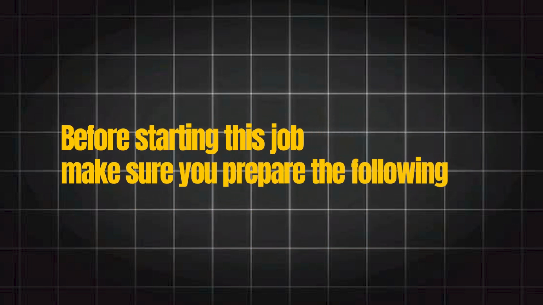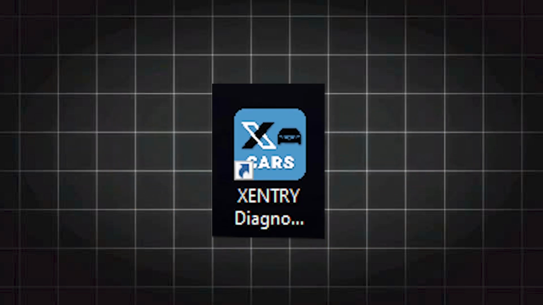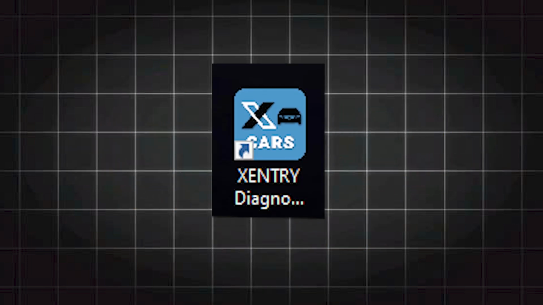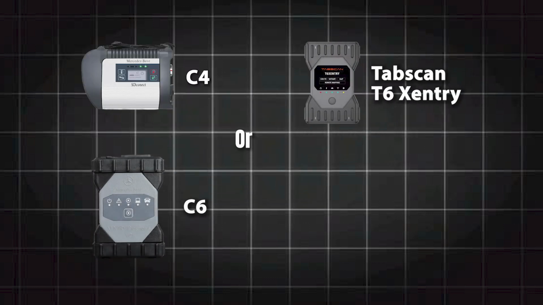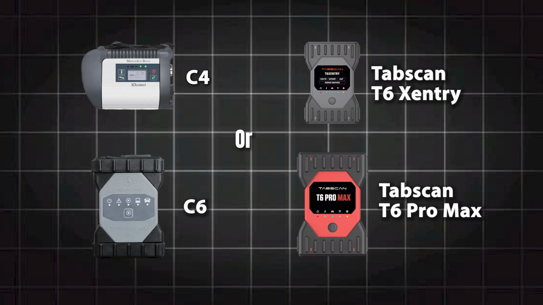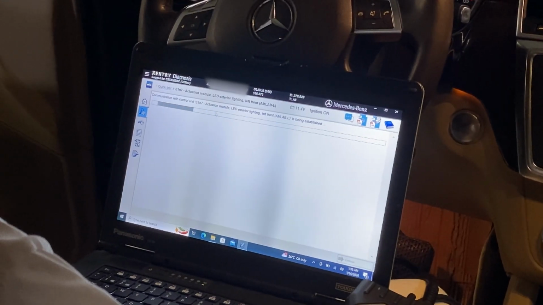Before starting this job, make sure you prepare the following: Mercedes Diagnostic and coding software, Xentry and DTS Monaco, OBD communication interface, such as C4, C6, Tabscan T6 Xentry, or Tabscan T6 Pro Max, or any device you are currently using, as long as it is fully compatible with the software. Stable power supply for the vehicle.